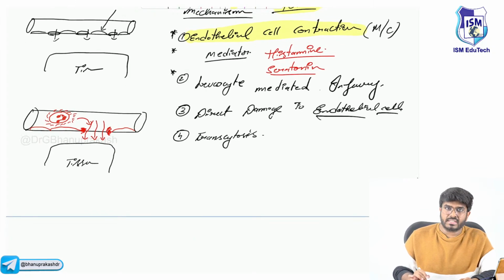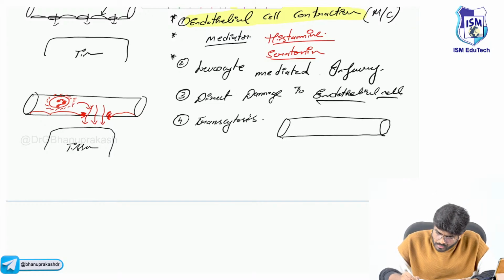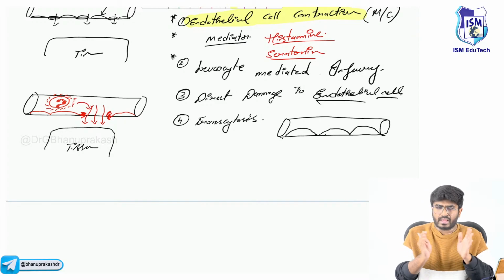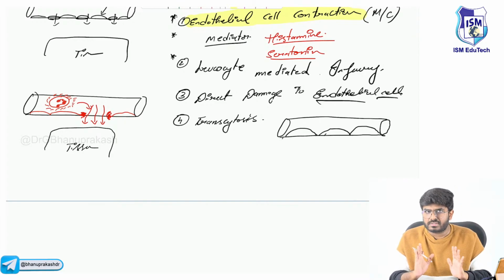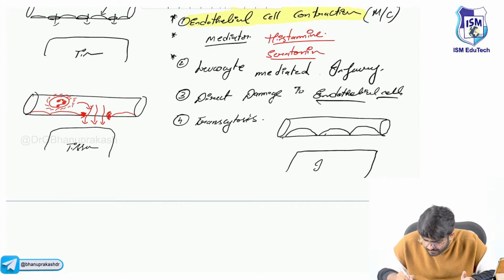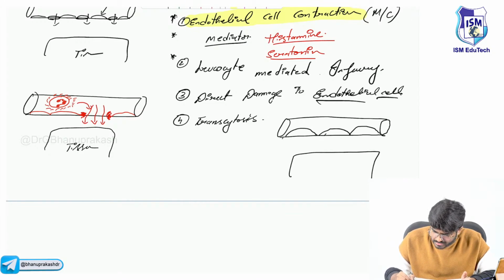Now what exactly is transcytosis? Let me explain here itself. Imagine this is the blood vessel. These are the endothelial cells. I am just showing you intact endothelial cells. There is no damage to the endothelial cells, and I haven't even shown endothelial cell contraction. Here, this is the tissue which is getting inflamed. This is the tissue cell. Imagine this is tissue.